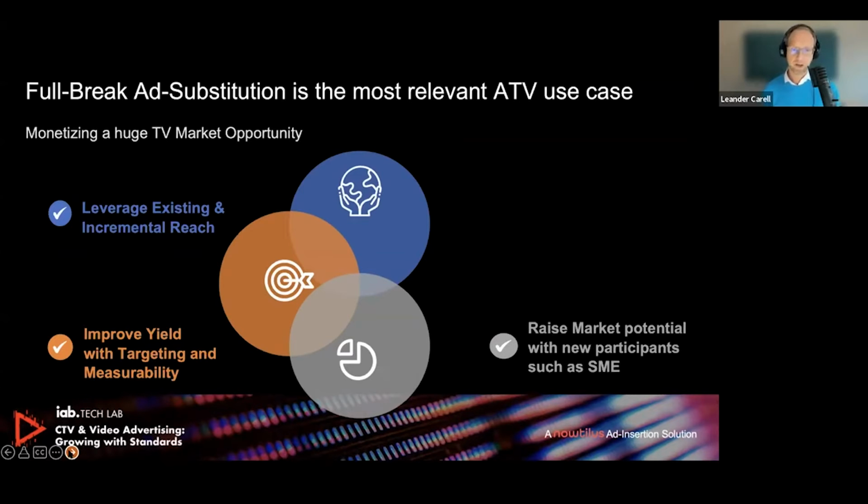It raises the market potential because local and regional addressability as well as programmatic deals allow small and medium-sized enterprises to enter the TV market with any budget. So it opens up for millions of companies and franchises reaching their audience in TV. And it gives the chance to increase relevance by decreasing ad load at the same time.